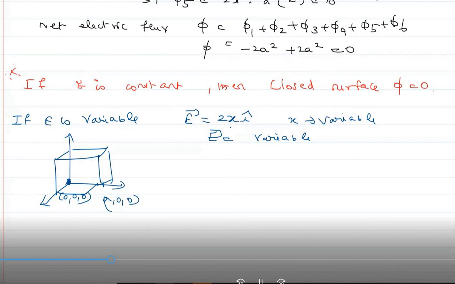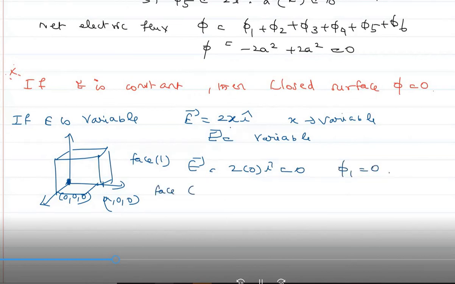Now what is the coordinate if I put 0? For the first face, what is the x value? The x value will be 0. Face 1, x value will be 0. So what is the value of the electric field? The electric field itself is 0. So what is phi1? Phi1 will be 0. Right.